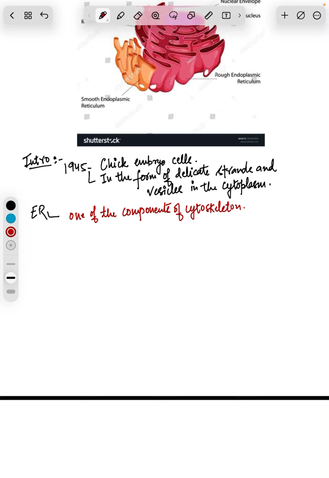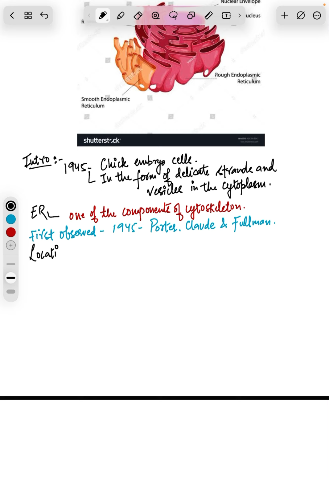Now, the three scientists who first observed these structures in 1945, seen in the form of a network, were Potter, Claude and Fullman. Out of these, Potter and Fullman, in the year 1952, were the two scientists who gave the term endoplasmic reticulum to these structures.